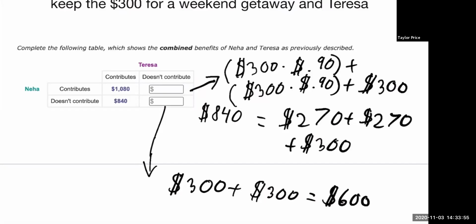Okay, so we've done the multiplier. We have 300 times the 90 cents and 300 times the 90 cents. But because Teresa is not contributing, she's taking the private getaway, that value of $300 is only hers. Because of that, it's going to be $840. So that's how you get 840 in this cell as well as here. For the final one that we're being asked to fill in, it's basically just 300 plus 300 is 600, because each individual is having their private contribution and that's not benefiting the other individual.